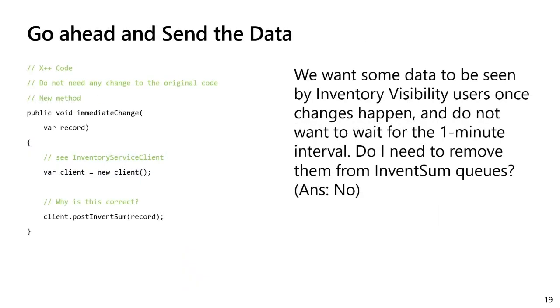The process to send the data, as pseudocode, is presented on the left side. Firstly, in the X++ code, we need to have a client class, which we'll see in a few minutes. The client class is responsible for making connections with inventory visibility service and sending the data. And within the client class, we implement a method to post the on-hand records to inventory visibility service.